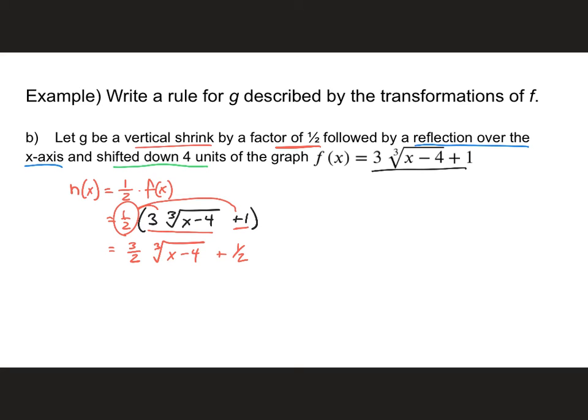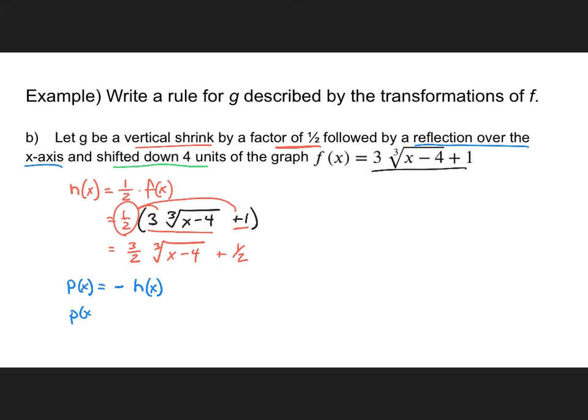Okay, cool. That is my function now that I have taken care of the vertical shrink by a factor of 1/2. Let's do this reflection over the x-axis. If I remember how to do the reflection over the x-axis, I'm going to come up with a new function, we'll call it p of x. What I have to do to reflect over the x-axis is take the negative of whatever the function is that I want to reflect. So I want to take this h of x function that I just came up with and reflect it over the x-axis.